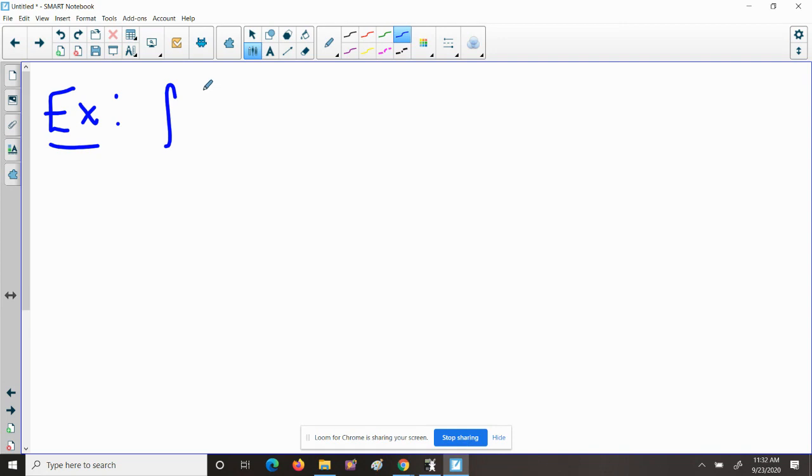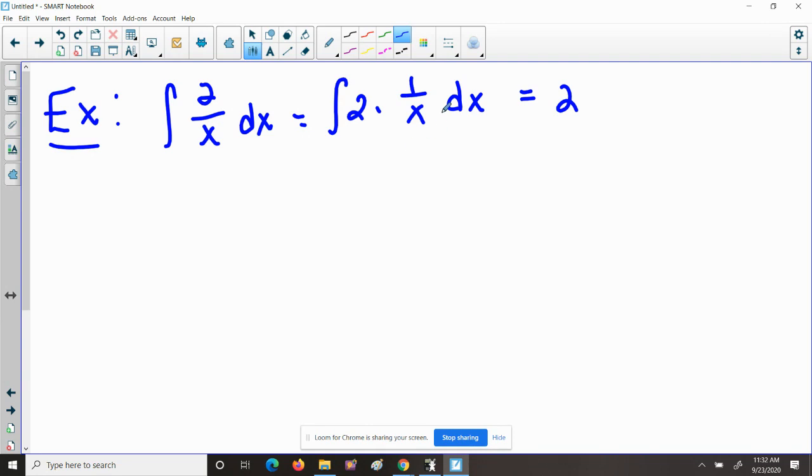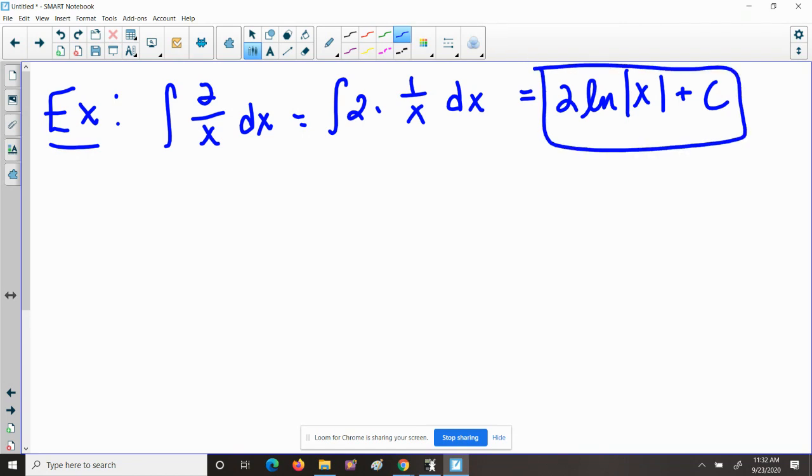Okay, let's start with a basic. Let's say we have the integral of 2 over x dx. Well, if it helps you, you could rewrite that as 2 times 1 over x dx, right? We have 2 is just a constant, we'll keep 2. Integral of 1 over x dx, we said, was natural log of absolute value of x plus c. When we just have a plain x on the bottom, those are super easy. We like those, but it does start to get more complicated.